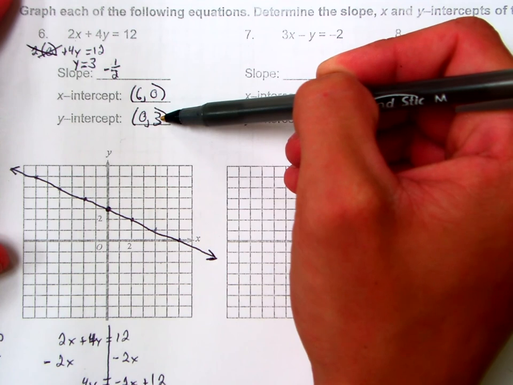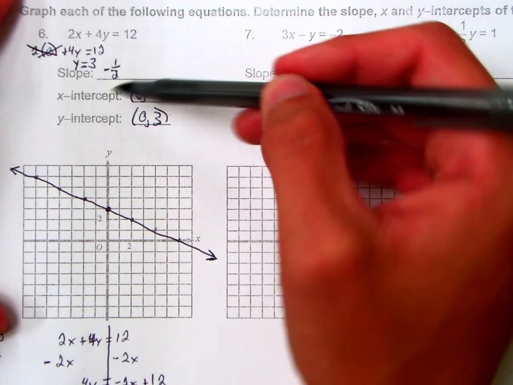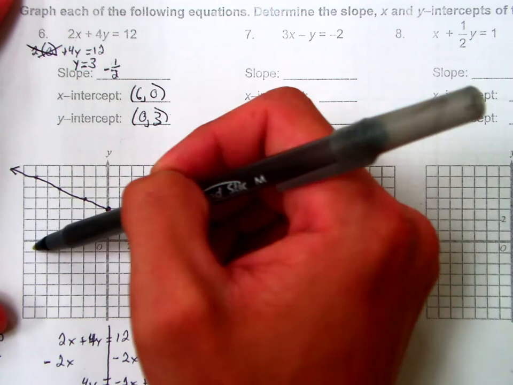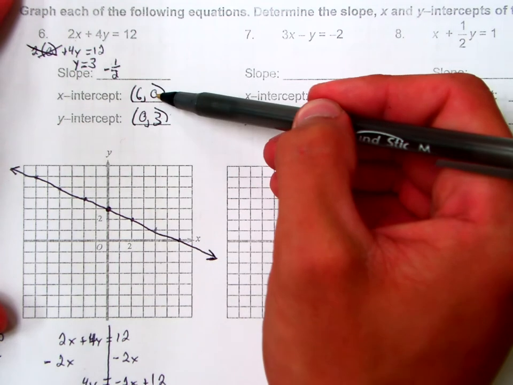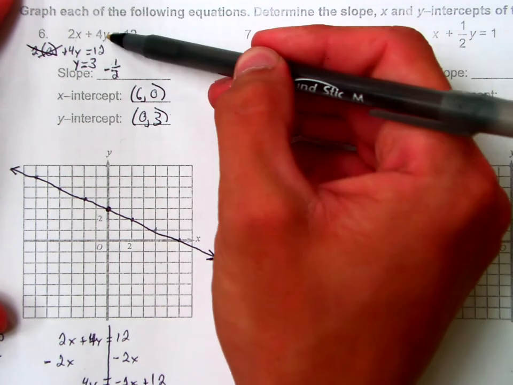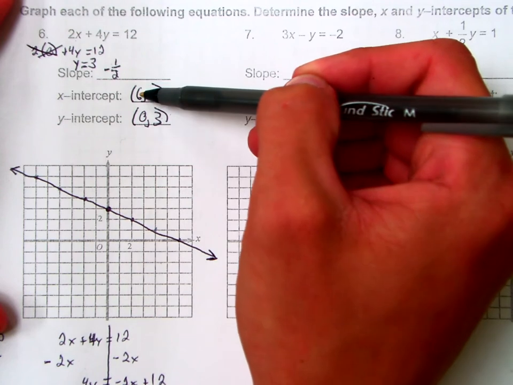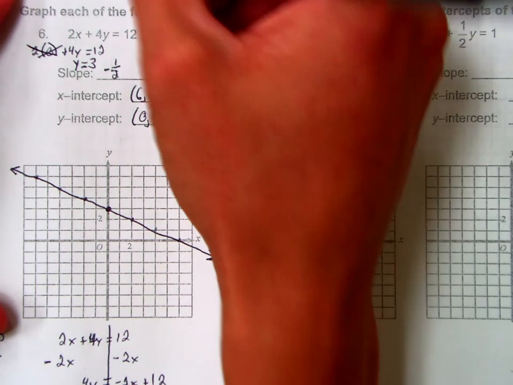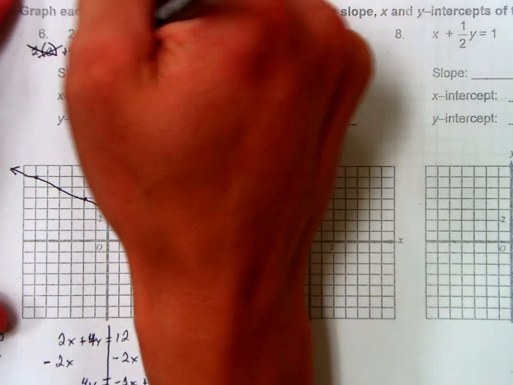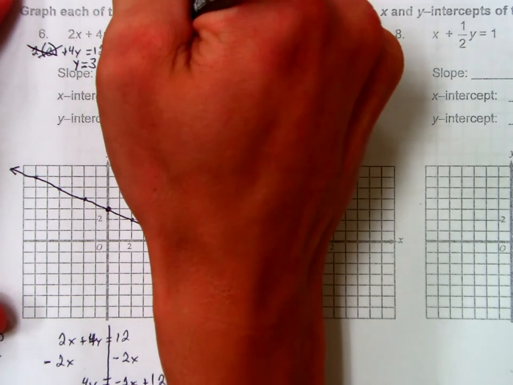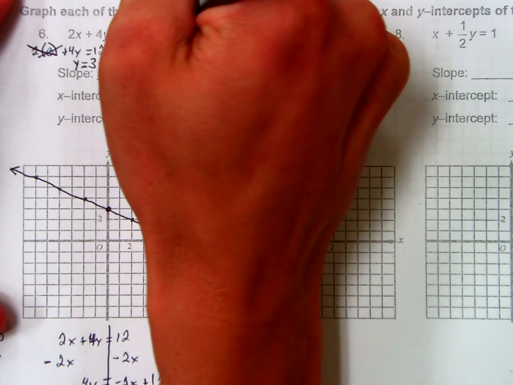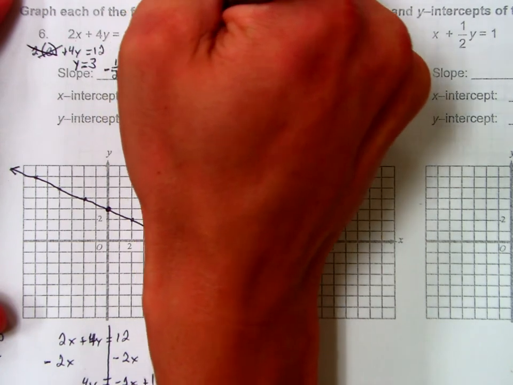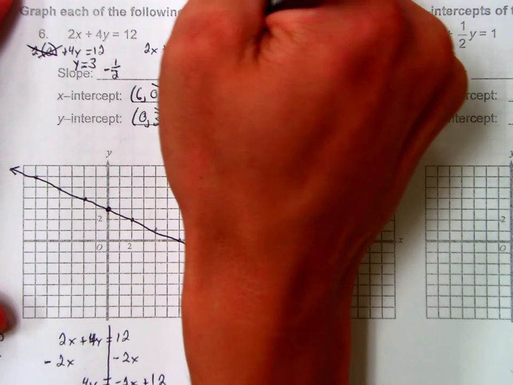And then the other way around, if I want to look for my x-intercept, anywhere this crosses the x-axis, y is going to be 0. So if I plug 0 in for y, my x should equal 6 if I solve for it. So let's go ahead and try it. 0 plugged in for y. I'm going to write that over here. So I've got a new equation: 2x plus 4 times 0, here's 0 plugged in for y, equals 12.